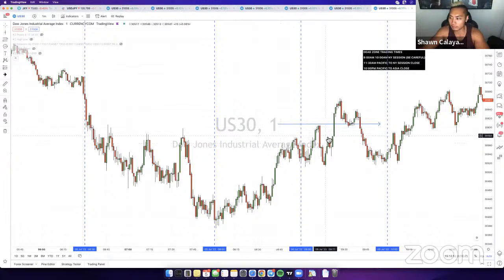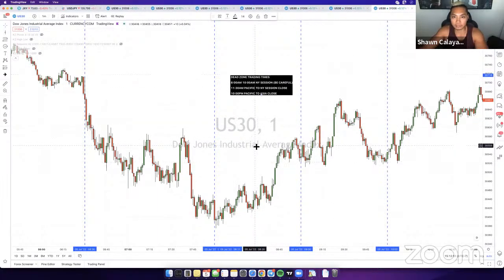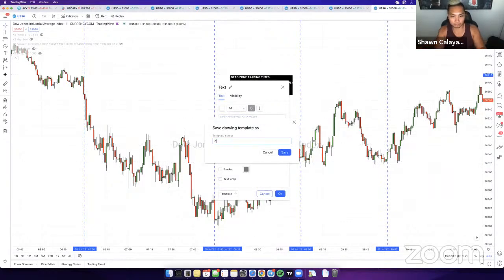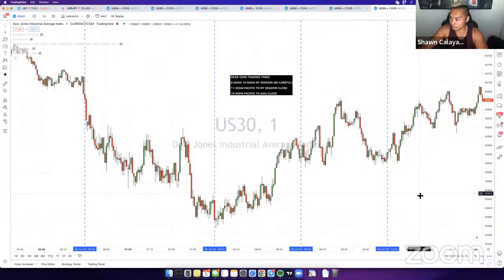So for the most part, that's what I would consider dead. Let me save this as well: dead zone trading times.